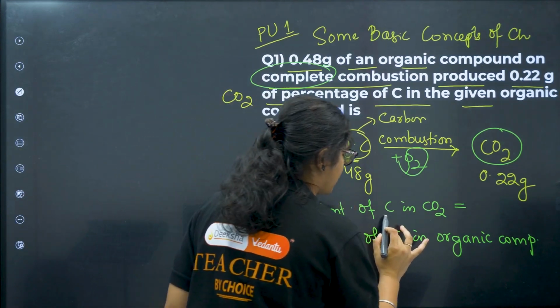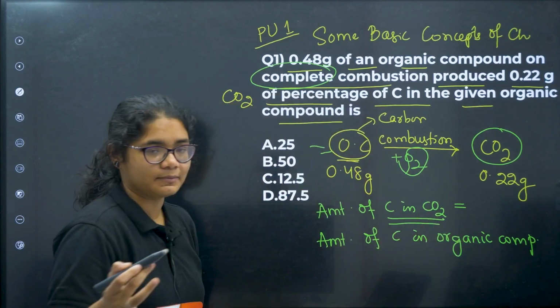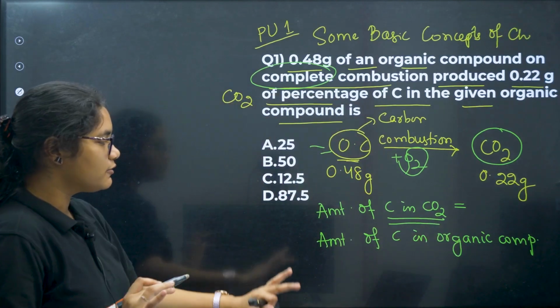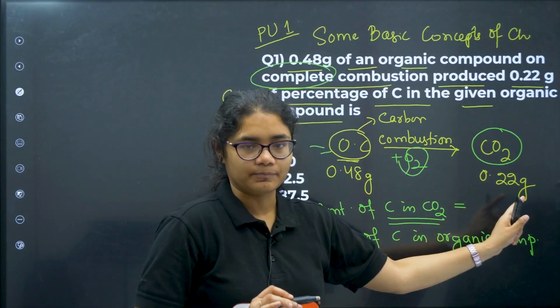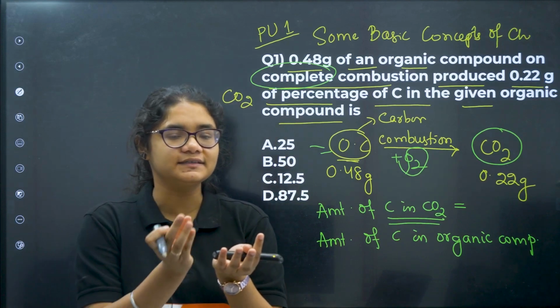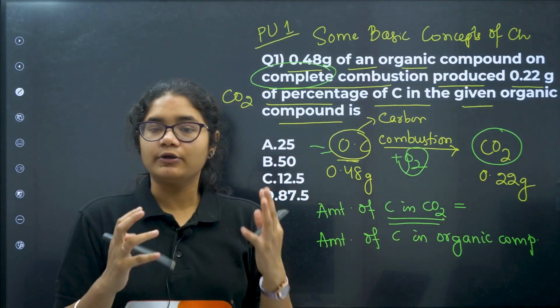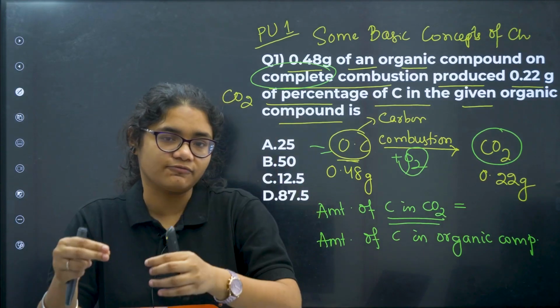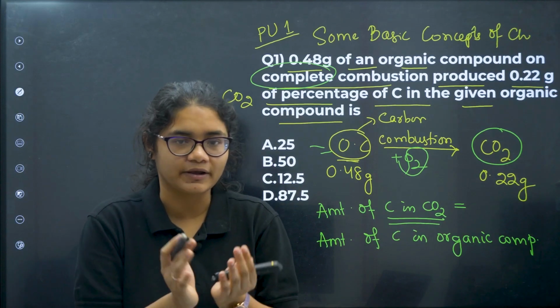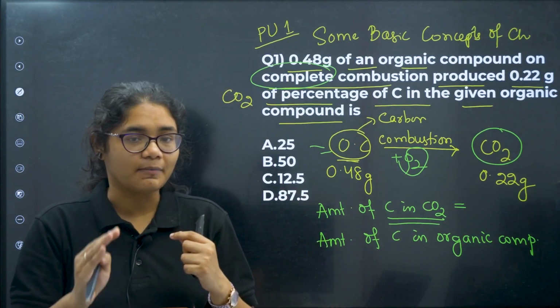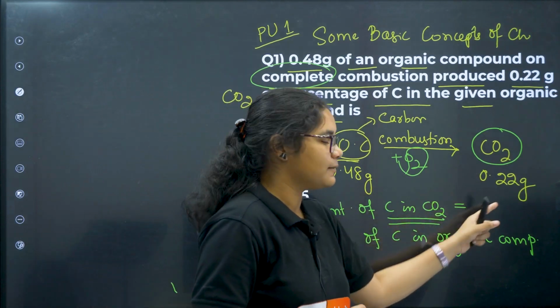Let us first try to find the amount of carbon in carbon dioxide. So we know the amount of carbon dioxide is 0.22 gram. Okay, the total carbon dioxide mass is 0.22 gram. Now I don't know what is the amount of carbon, what is the amount of oxygen in this 0.22 gram, right? So we need to find what is the amount of carbon in this carbon dioxide.